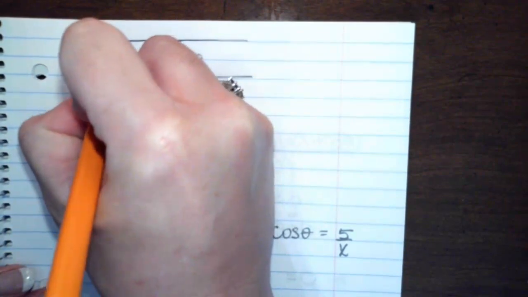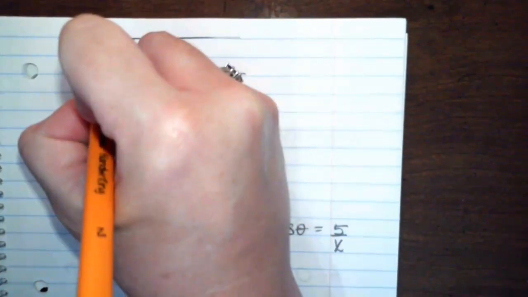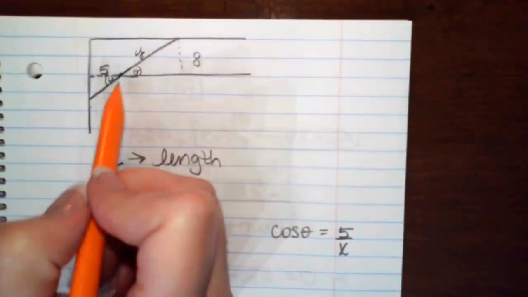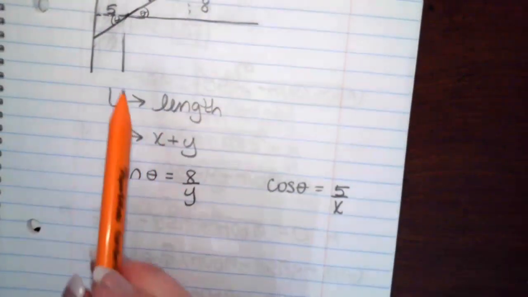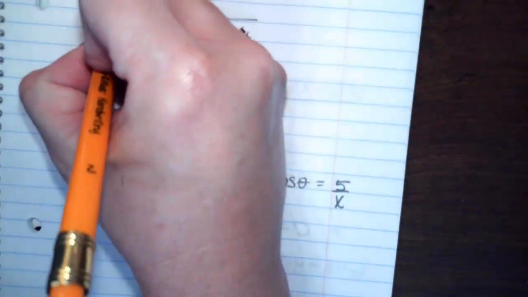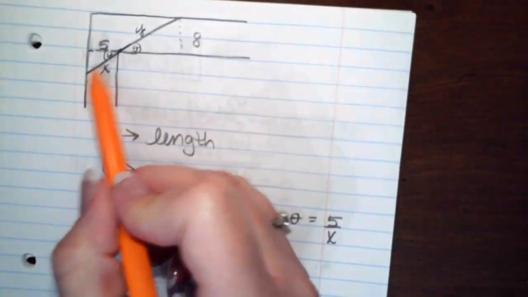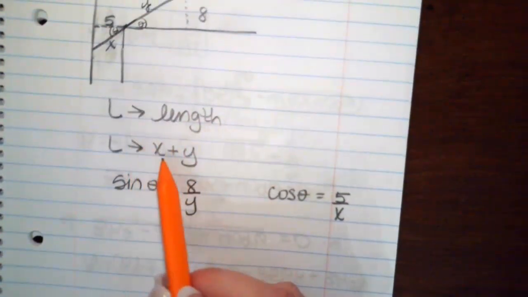So this part of the hallway is 5 feet wide. This part of the hallway is 8 feet wide. And I've got an angle measure of theta on both sides of it. And that theta is going to be equal because of vertical angles. So the length that I'm looking for is x plus y. So it's this hypotenuse plus this hypotenuse. So L is for length, the length is x plus y.